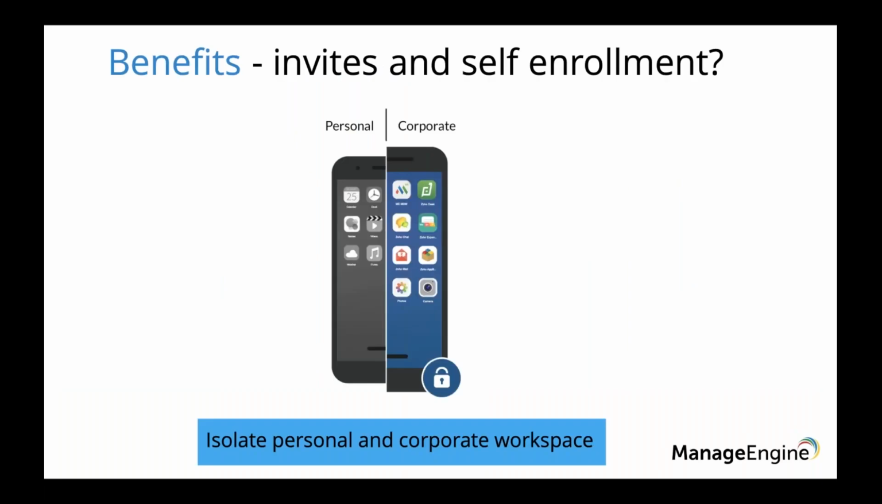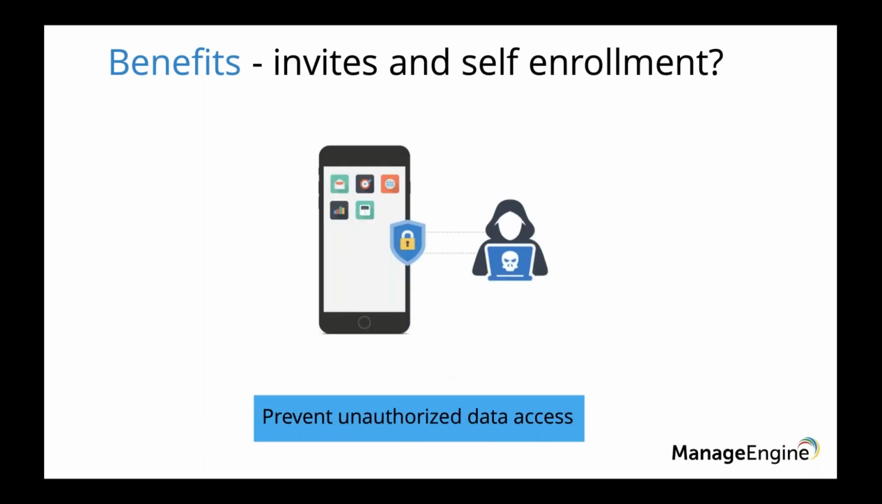When you go for an enrollment, which is an enrollment via invite or a self-enrollment, you have the ability to isolate the corporate and the personal workspace. So a container would be created on the device and you can manage the applications only within that container. You can also encrypt it and make sure that none of the data is shared between the personal applications and the corporate applications.